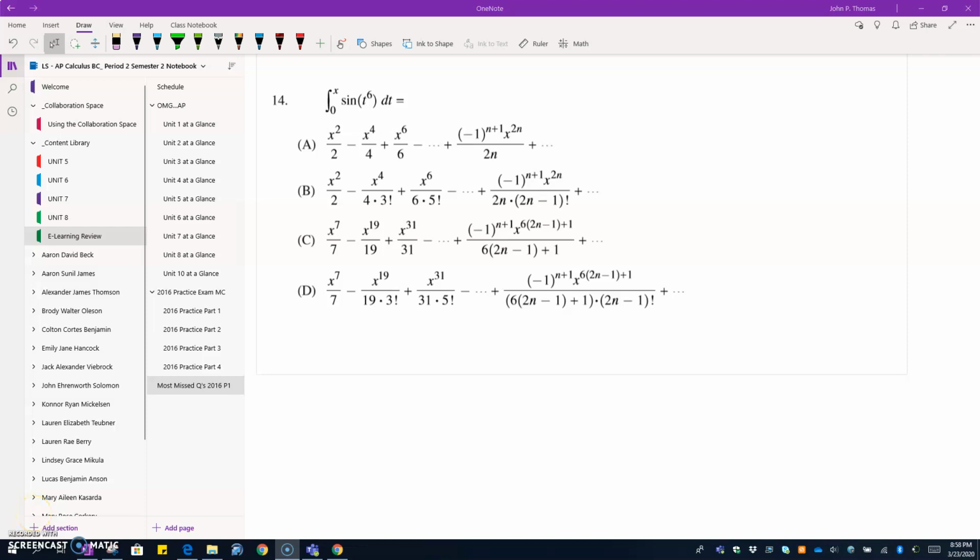Alright, so this was the fifth most missed question. I was very impressed that as many of you got this right as you did. This is a tough one, I'll be honest. It's right on the verge between what College Board could include on this AP exam and would leave off of this AP exam. I could make the argument that it fits under Taylor polynomials, which is what we have done.